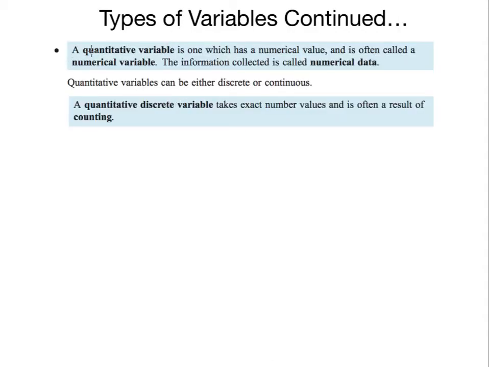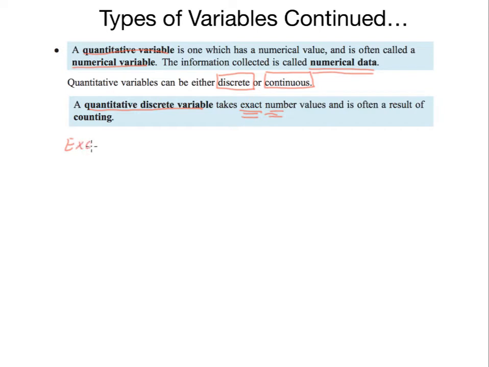The next type of variable we have is quantitative variables, and these are also called numerical variables. So quantitative and numerical mean the exact same thing, so we can use those terms interchangeably. Now, numerical data is divided into two types. There are quantitative discrete variables, where you have an exact value, a single value, or quantitative continuous variables.